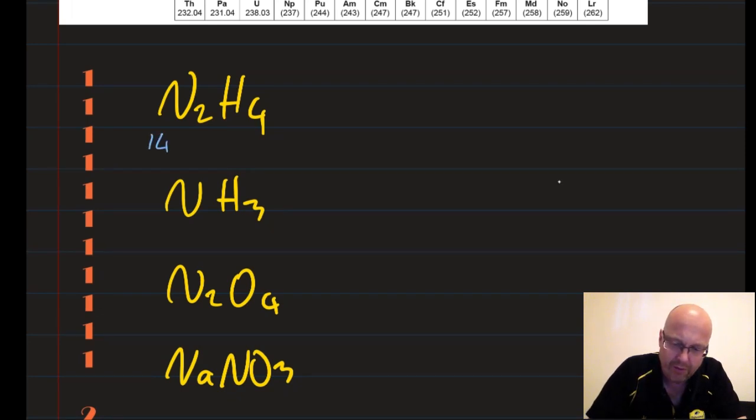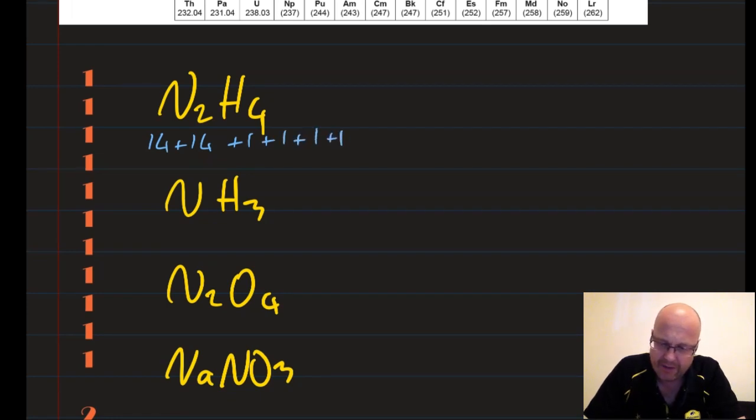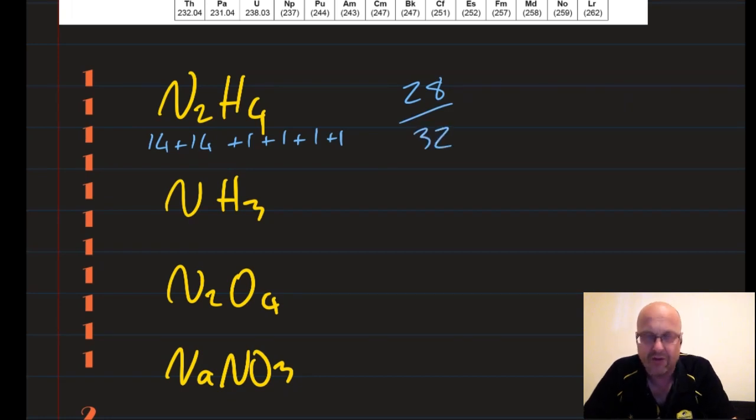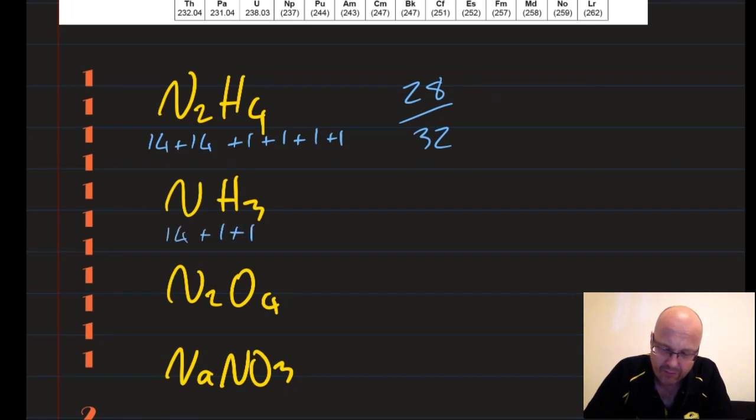So you've got to put the molar mass underneath. Nitrogen has a molar mass of 14, hydrogen has 1. And so that means that 28 over 32, that's the fraction of nitrogen in that molecule. And then just repeat. I know that that's 14 plus 1 plus 1 plus 1, so that's going to be 14 over 17.